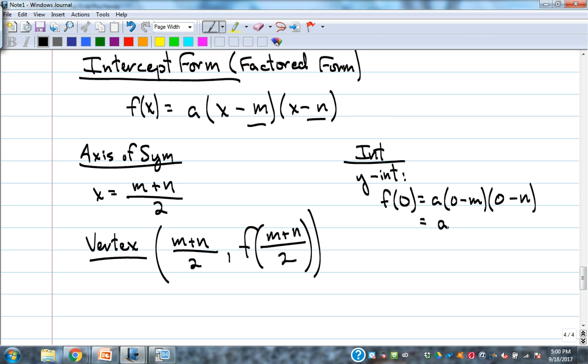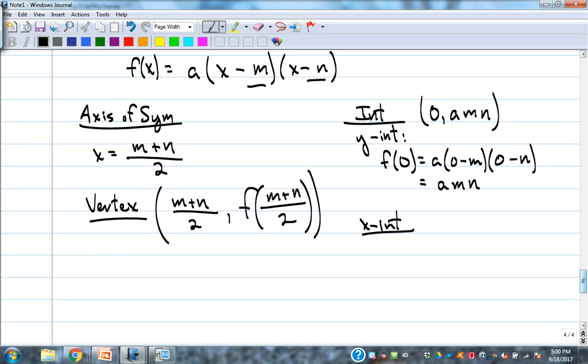So that ends up being A times M times N. So the shortcut is that you just take A times M times N. I don't really use these shortcuts, but they're part of your curriculum, so I'm showing them to you. I always just do it the other way. But when we do an example, I'll show you how you really do it.